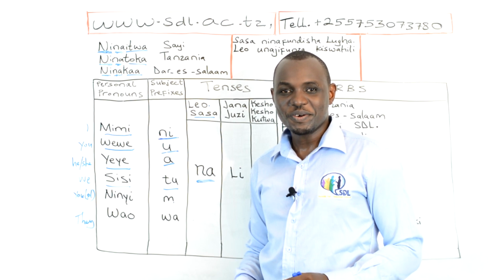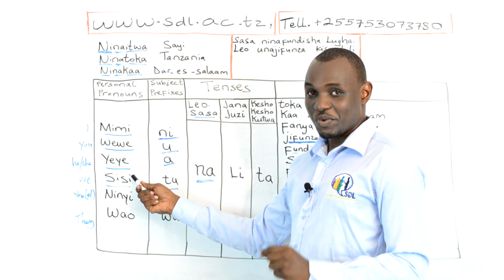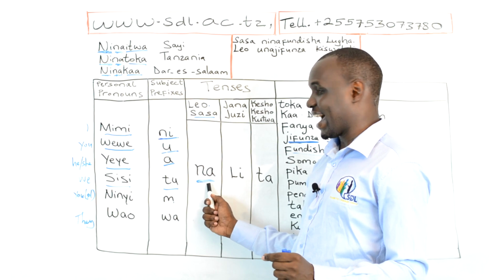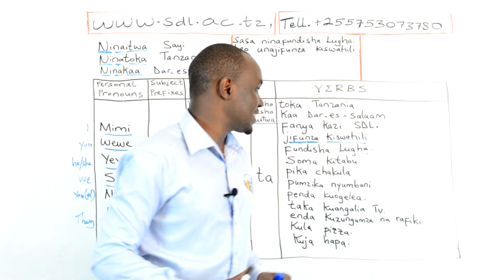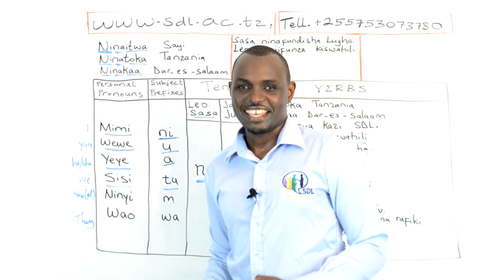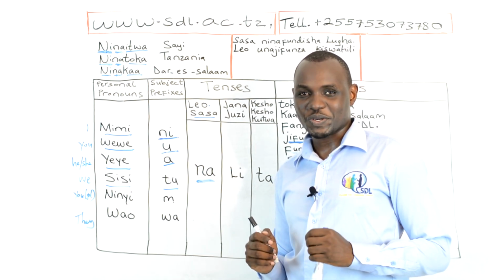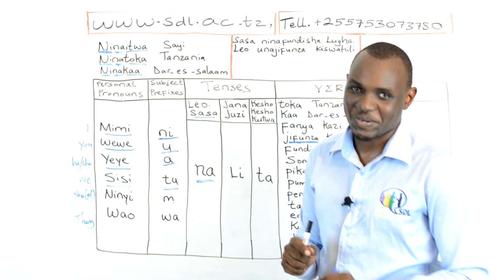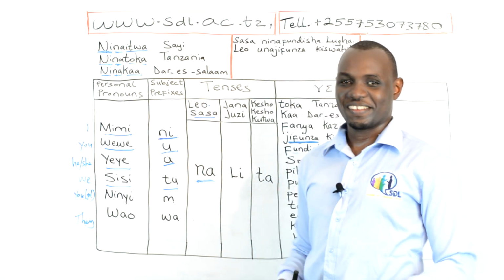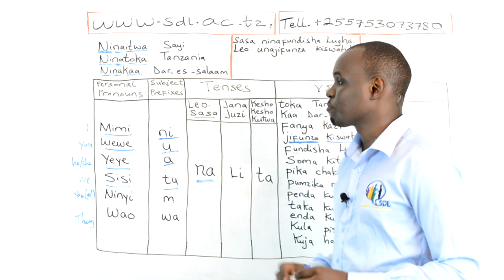And we know he or she is yeye. When we say a sentence, we say ana. For present, we'll say ana. And if we want to say this sentence in Swahili, she's working at SDL. SDL is the abbreviation of my school, Swahili Dar Language School, SDL, like my logo here.